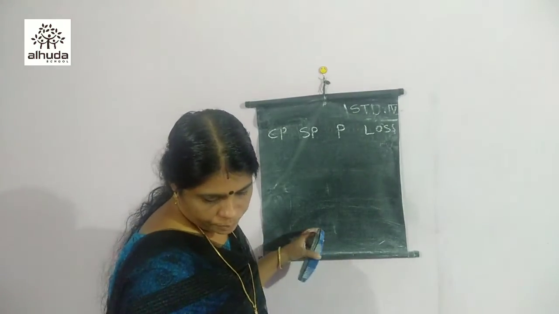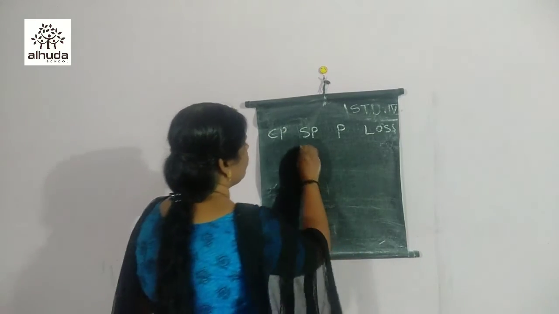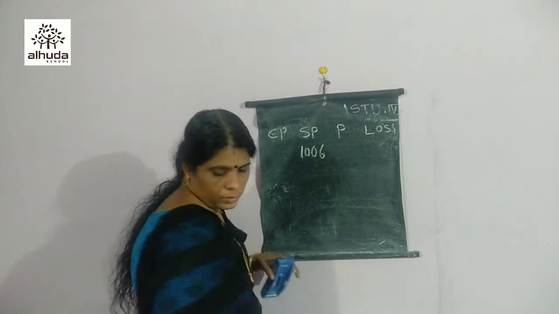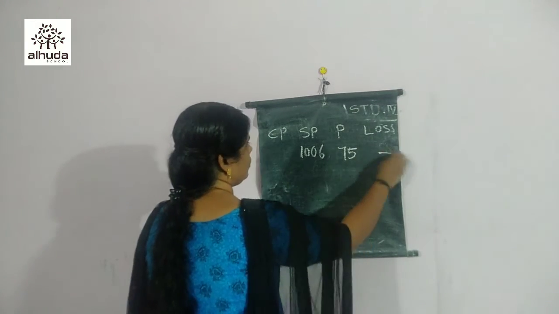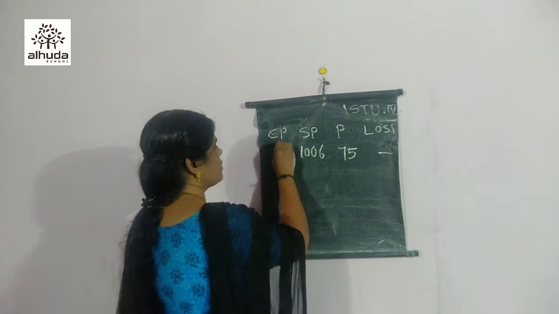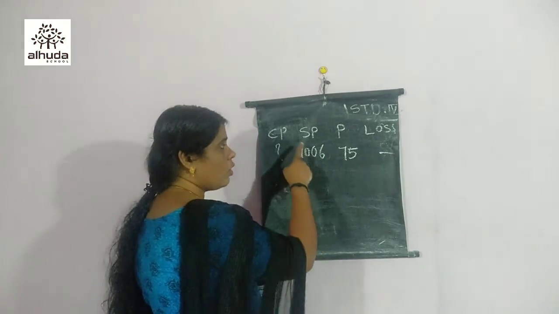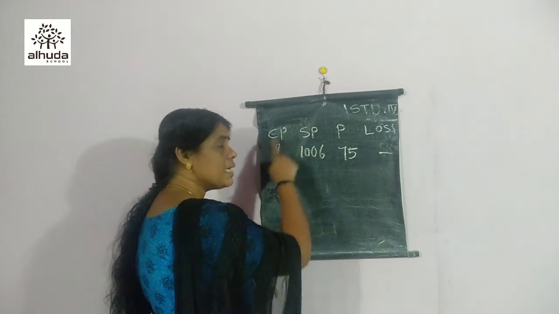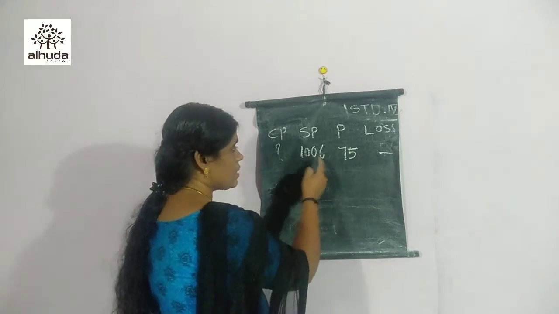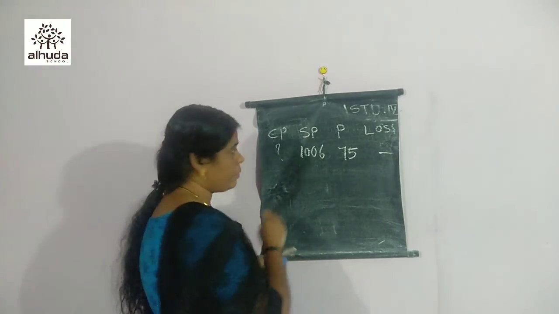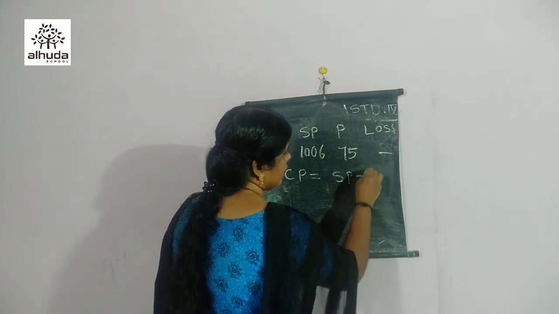Here SP is given as 1,006. Profit is given as 75. We should find out the cost price. How do we find out cost price? Here profit is there. So always cost price is less than the selling price. So we want to subtract. Remember this: subtract profit from selling price. So cost price is equal to selling price minus profit.